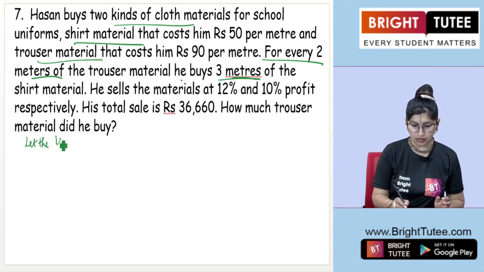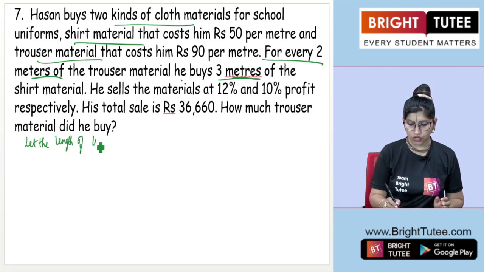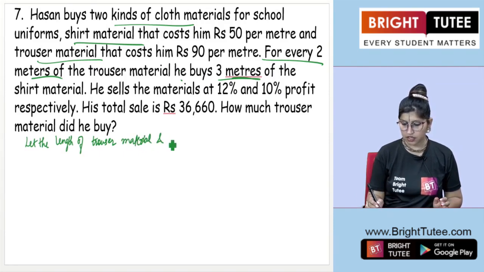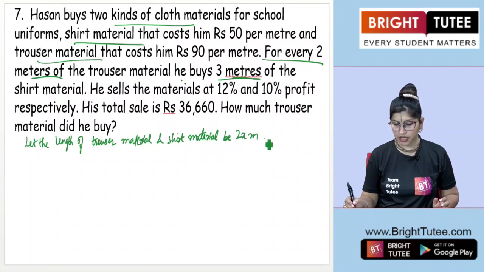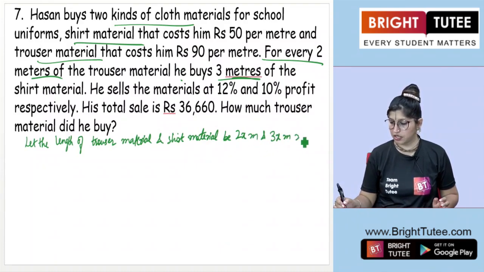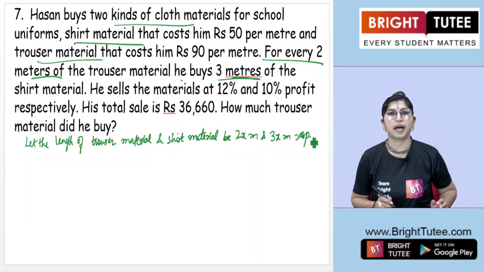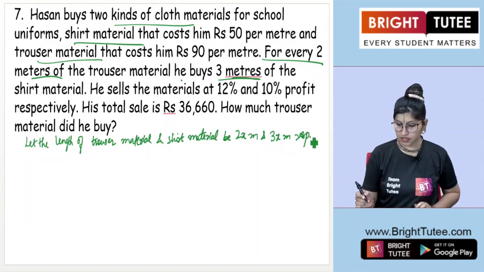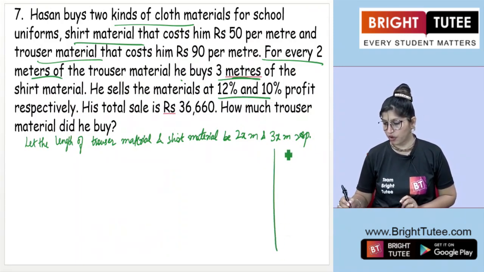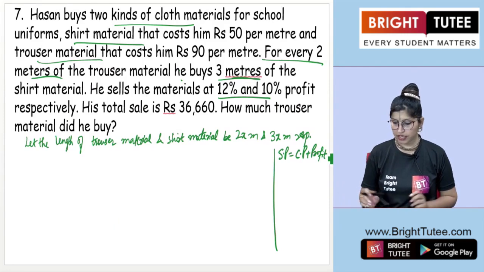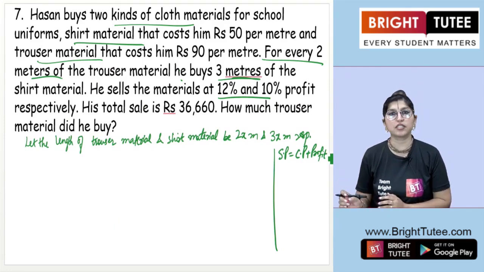Let the length of the trouser material and the shirt material be 2x meters and 3x meters respectively, which he buys. Now they talked about that he sells at 12% and 10% profit respectively. If we are talking about profit, we know that SP equals CP plus profit, and we know that he buys 2x meters of trouser and 3x meters of shirt.